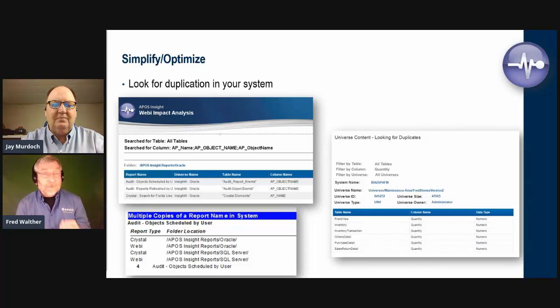Or looking for reports in my system that have the same name. Are they the actual same report? Is there a reason I have multiple copies of that? And looking for those and looking to simplify my system so that I'm not carrying so much technical debt from my old system to my new system.